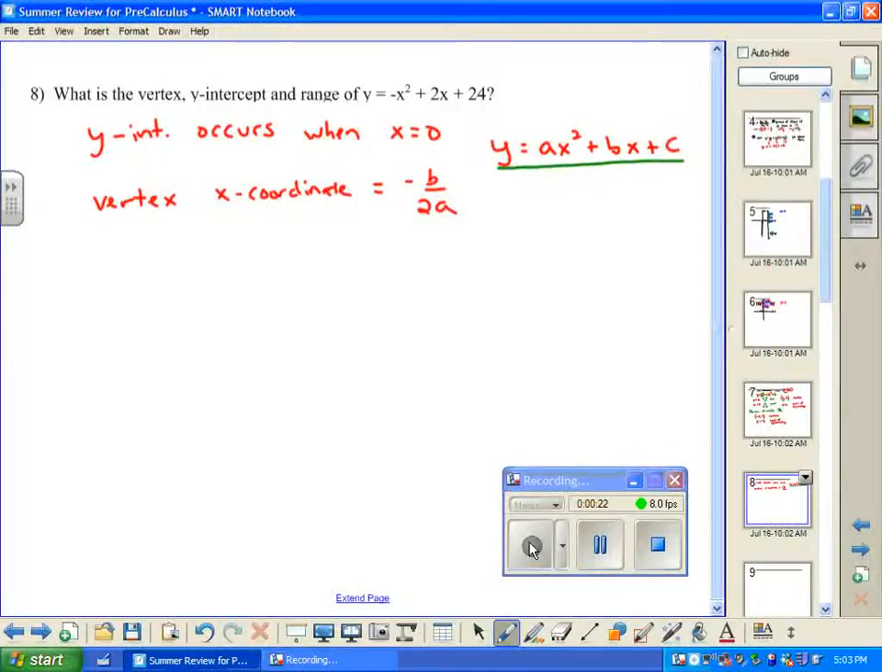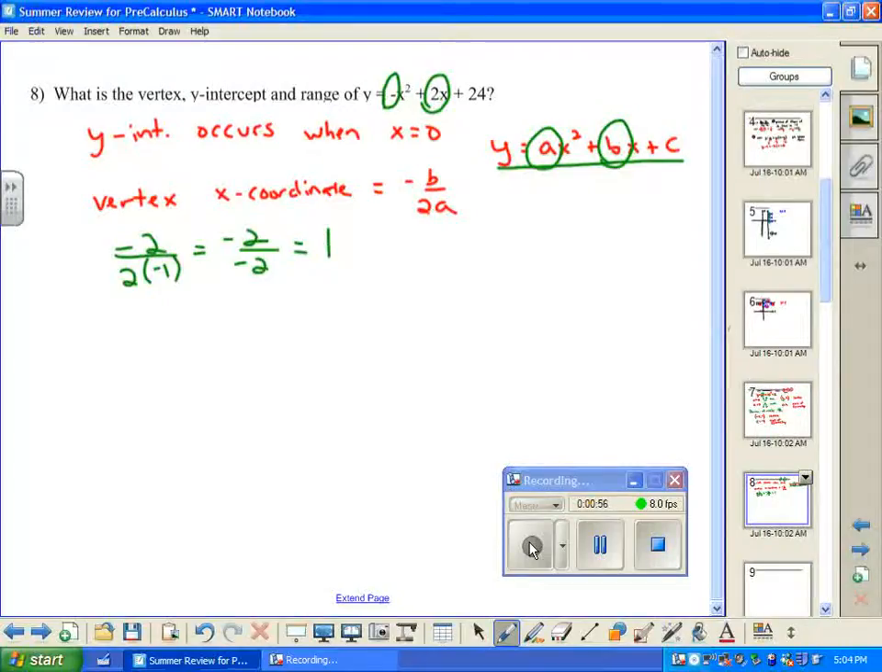And when we're given the parabola in this form, we can identify the vertex based on the values of b and a by substituting them into this little formula, negative b over 2a. So here our vertex, the x-coordinate would be negative 2, the opposite of 2 is negative 2, over 2 times a, and in this case a is negative 1. So we have negative 2 over negative 2, which is 1.